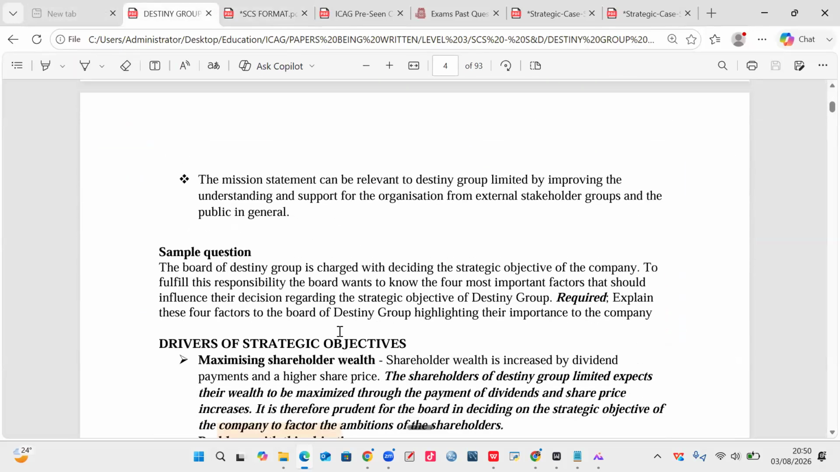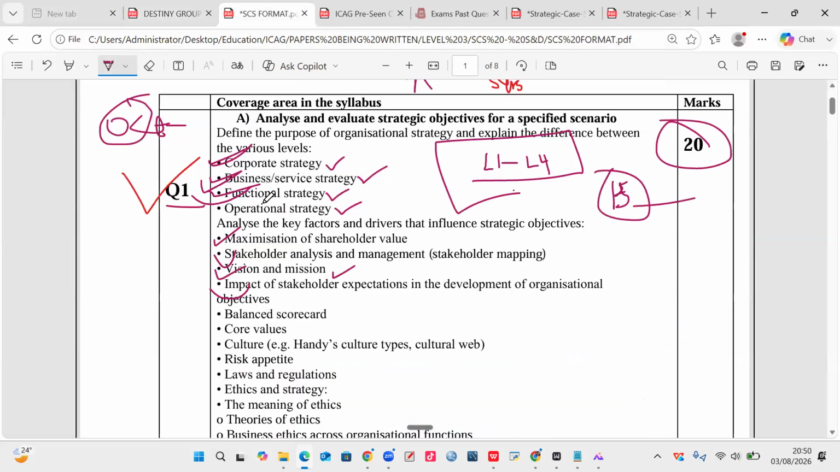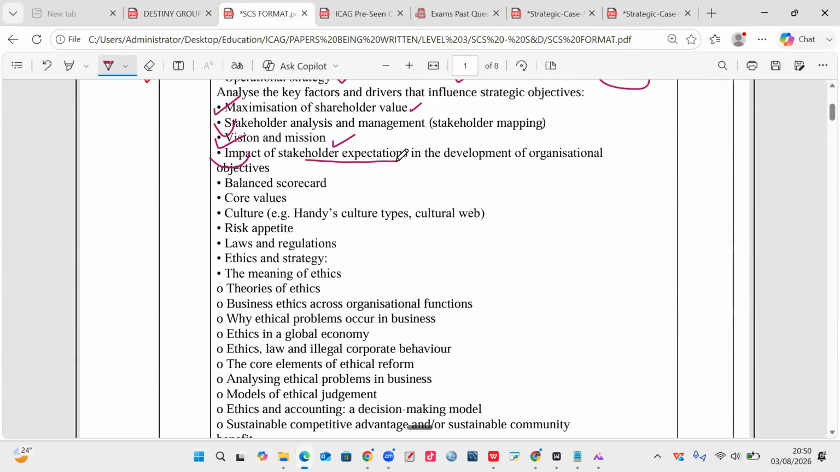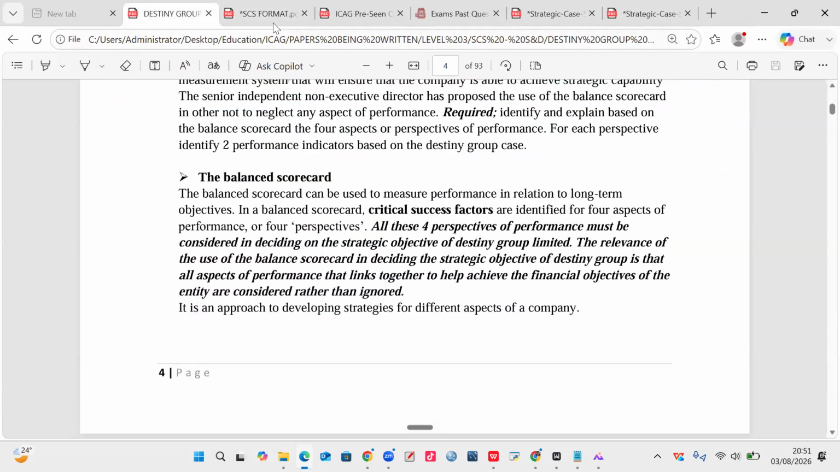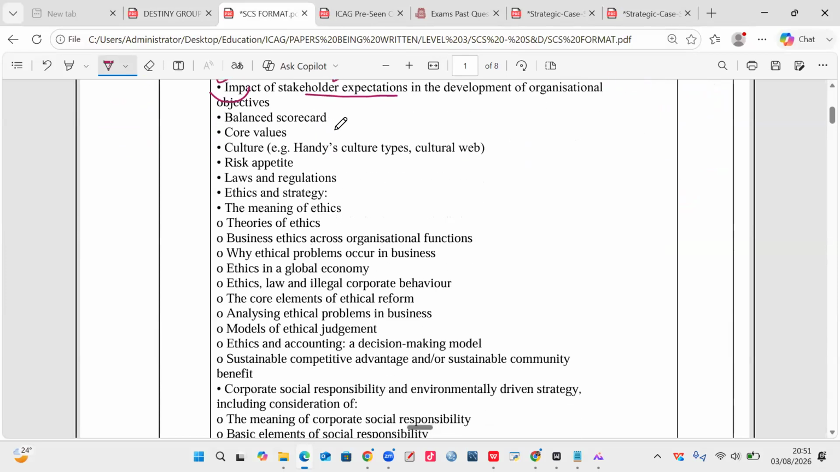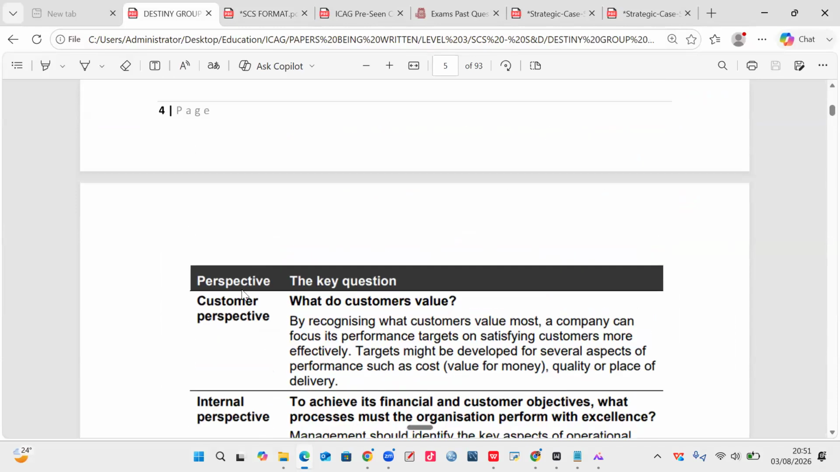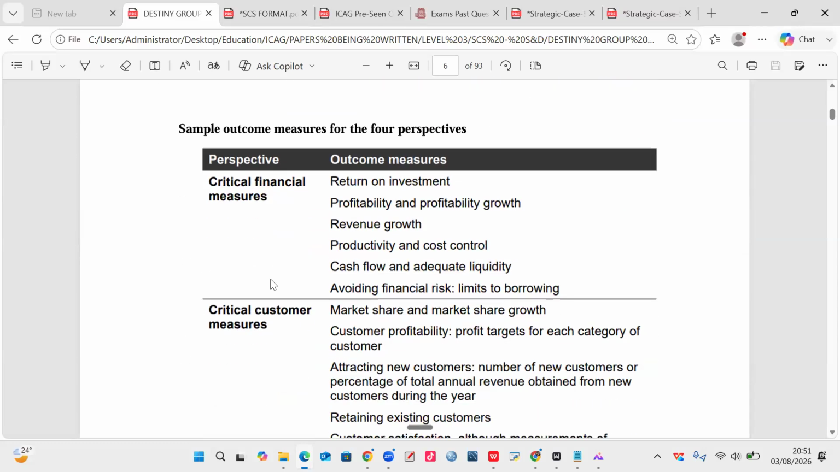So let's go. Sample question. Drivers of strategic objectives. Strategic objectives is question 1. Let me see whether I'll get it here. That's shareholder value is also part. Impact of stakeholder expectations, right? Stakeholder expectations or strategic objectives is also part here. So he was just answering question 1. Then the next one, the balance scorecard is also question 1. Balance scorecard, is it? Question 1. Are you getting it? Then we come down, he was talking about the SEF, customer perspective, internal perspective, innovation, and financial perspectives, and how to use them to answer the question.